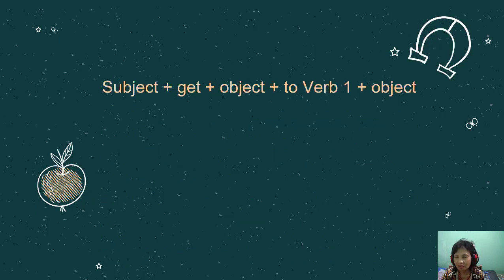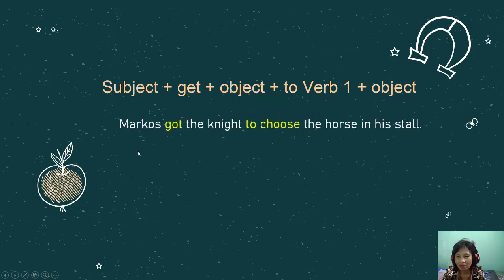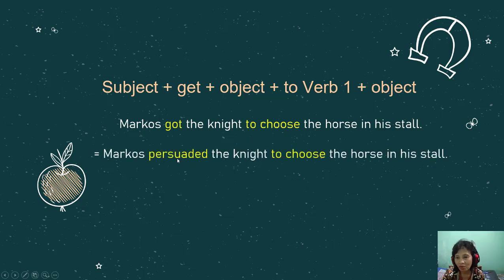Still, we have one more. We have get, object, but be careful, we have to use to here. Make, have, and let, we don't need to; they have the base form after the object. But get is an exception. When we use get, we use to plus verb 1. So to infinitive. Careful with that. Just remember that. Marcus got the knight to choose the horse in his stall. To choose. This is the same as Marcus persuaded the knight to choose the horse in his stall. So again, we have two infinitives here.